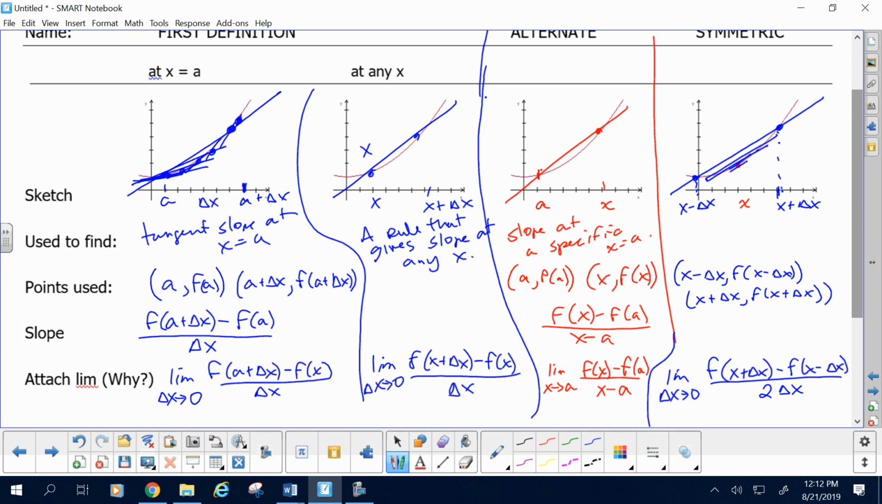It's more like the first definition, in that the gap is taken back to 0. That's called the symmetric definition for good reason. It's approaching from both sides. If I had a plus delta and a minus delta, it could be used to find a slope at a point. In this case, it's the slope at a point. It could be used for x equal a also. It's possible you'll see a symmetric definition with a specific point.